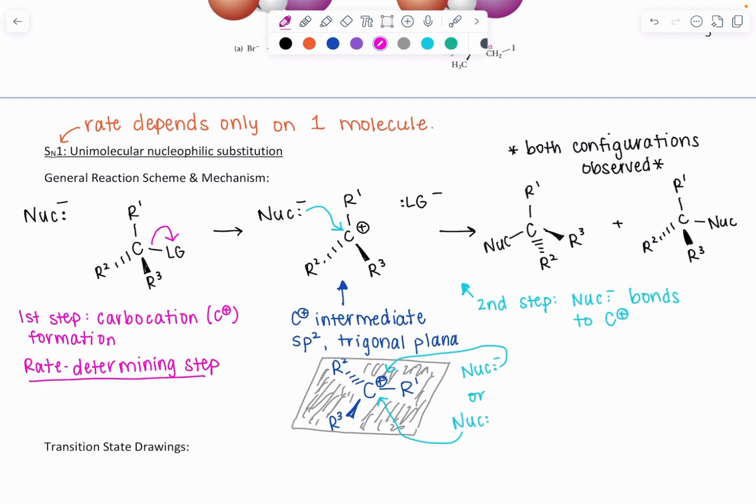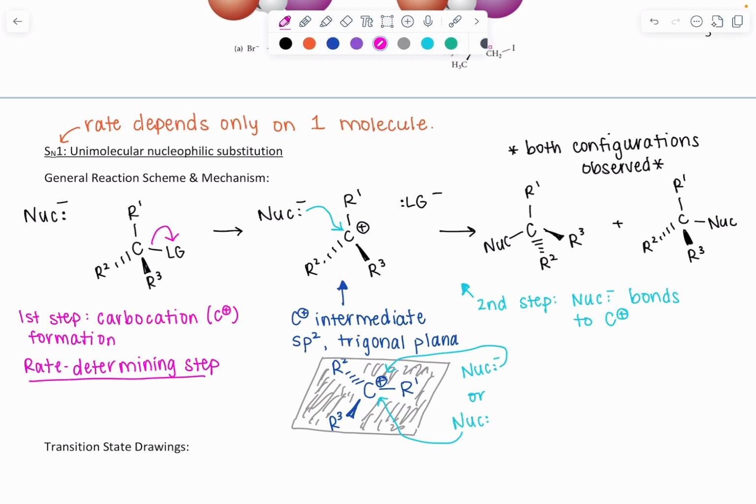Because this is the slower of the 2 steps, forming the carbocation. So the rate is dependent on how fast this step occurs. This step only includes the reaction of 1 molecule. Now this is how we get unimolecular. This is why it's SN1.